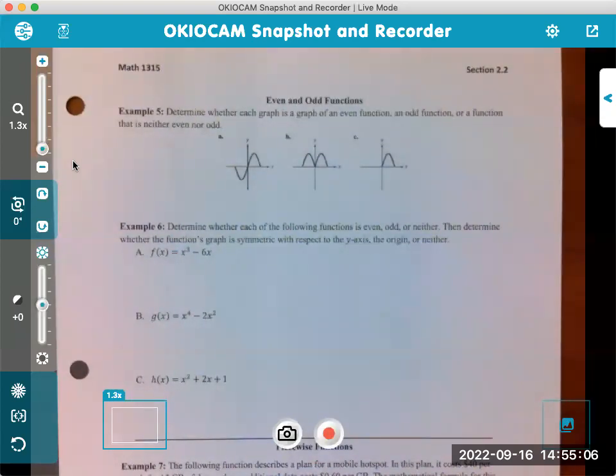I want you to pause the video and just see for yourself whether you can get correctly what A, B, and C, what type of function they are, and then press play when you're ready.